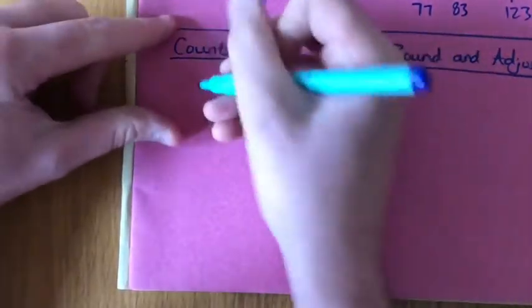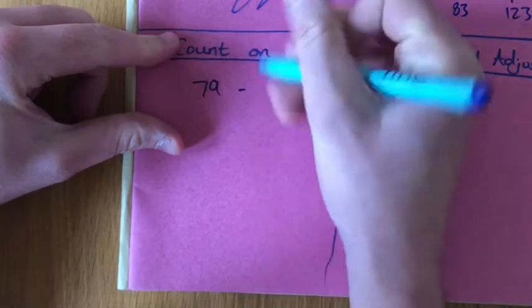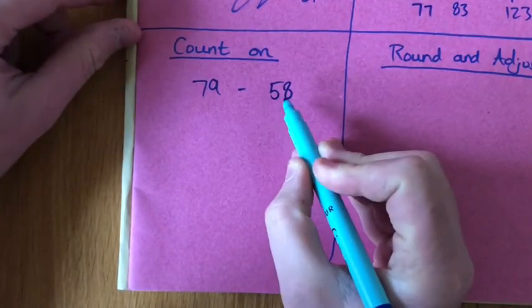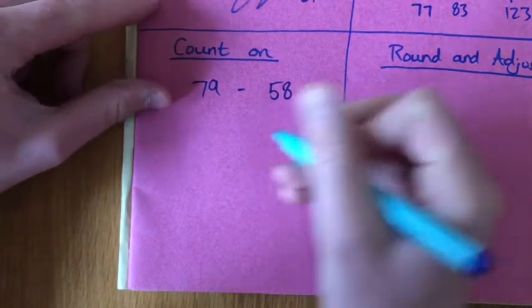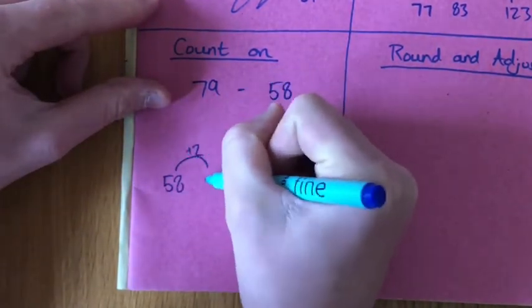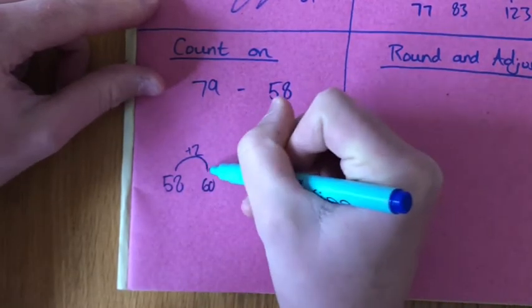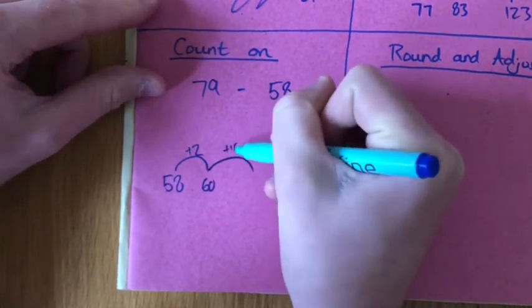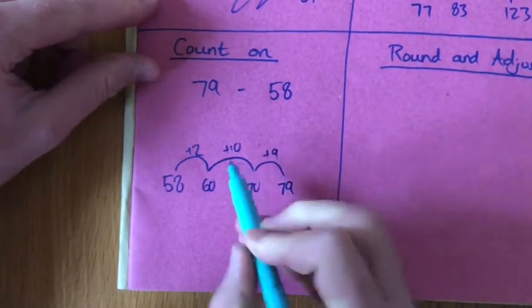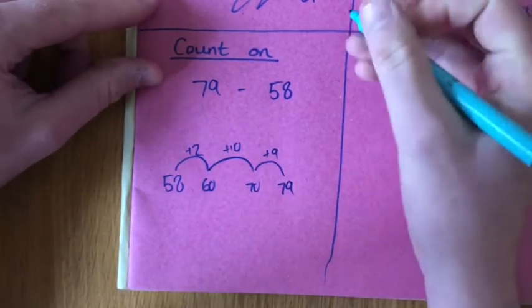So if I had something like 79 take away 58, instead of taking away 50 and then taking away 8, I'm going to start at the 58 and count on. Well, so 58 add 2 gets me to 60, and then add 10 gets me to 70, add 9 gets me to 79. So my answer is 19 plus that 2. My answer is 21.